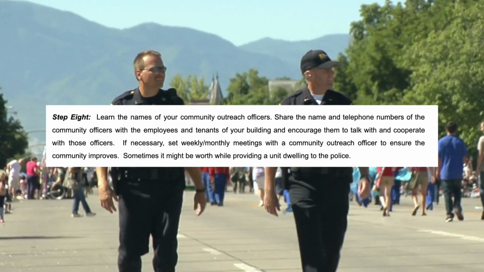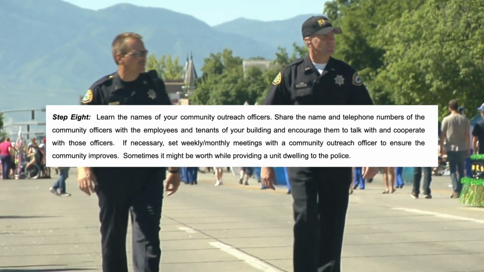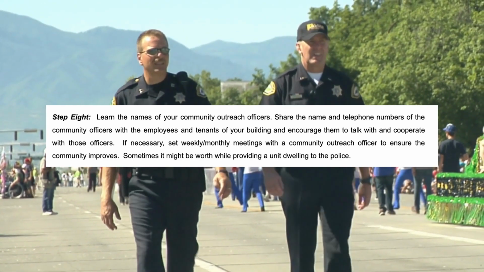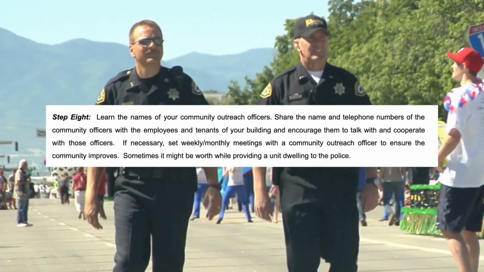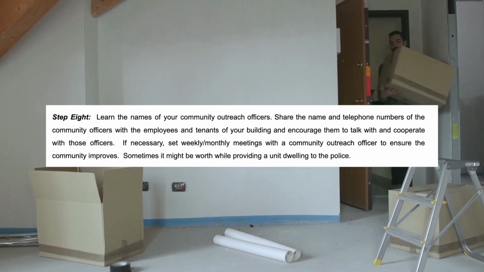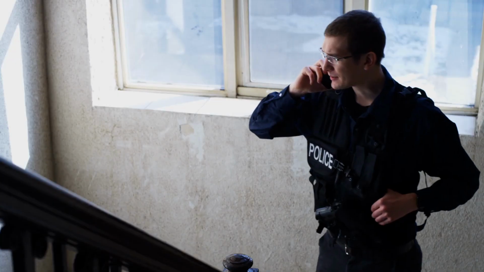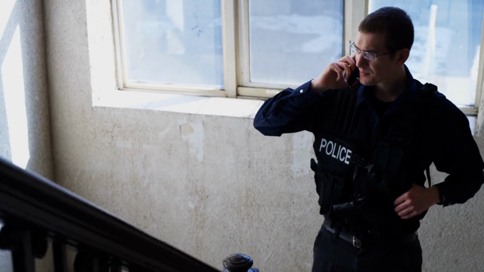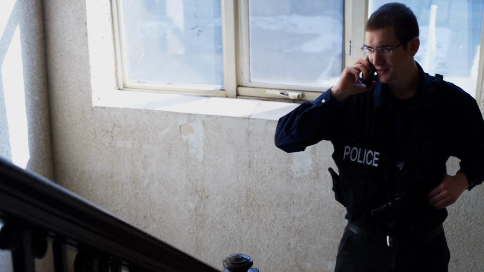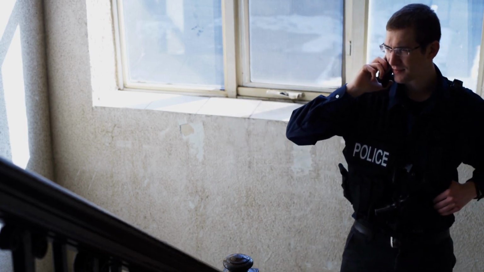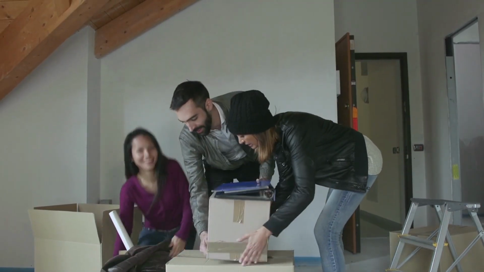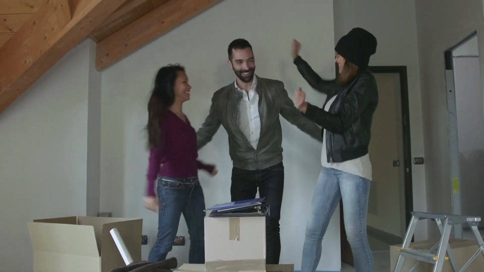Step 8, learn the names of your community outreach officers. Share the names and telephone numbers of the community officers with the employees and tenants of your building and encourage them to talk and cooperate with these officers. If necessary, set weekly or monthly meetings with the community outreach officer to ensure the community improves. Sometimes it might be worthwhile providing a unit dwelling to the police. This way, the police can help surveil the property.